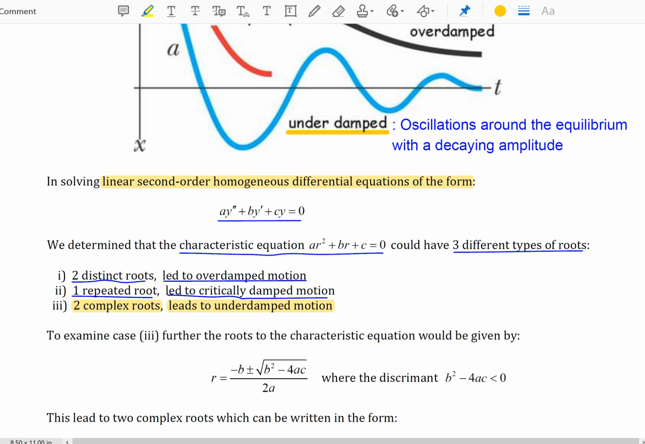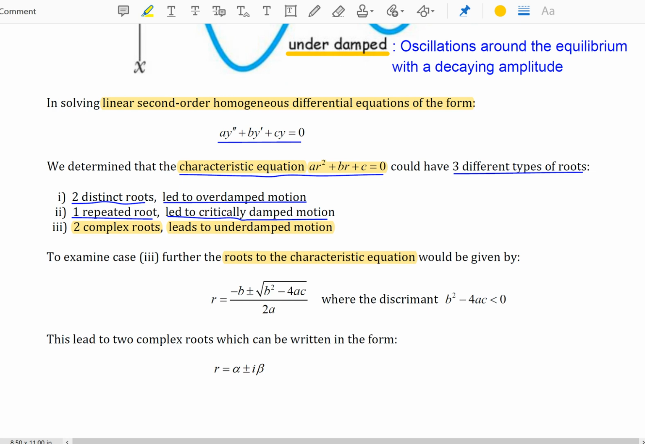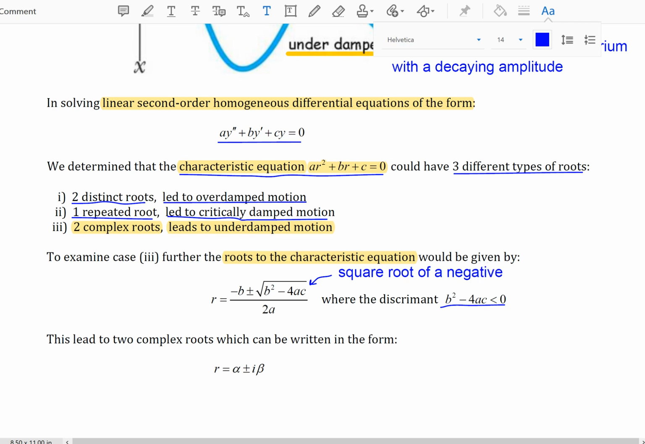Now in today's problem, the characteristic equation will not be factorable, in which case we'll have to find the roots of the characteristic equation by using the quadratic formula. If we're going to have complex roots, it will be when the discriminant, the b squared minus 4ac, is less than 0, meaning that we will be taking the square root of a negative number here, which will lead to the imaginary number i.